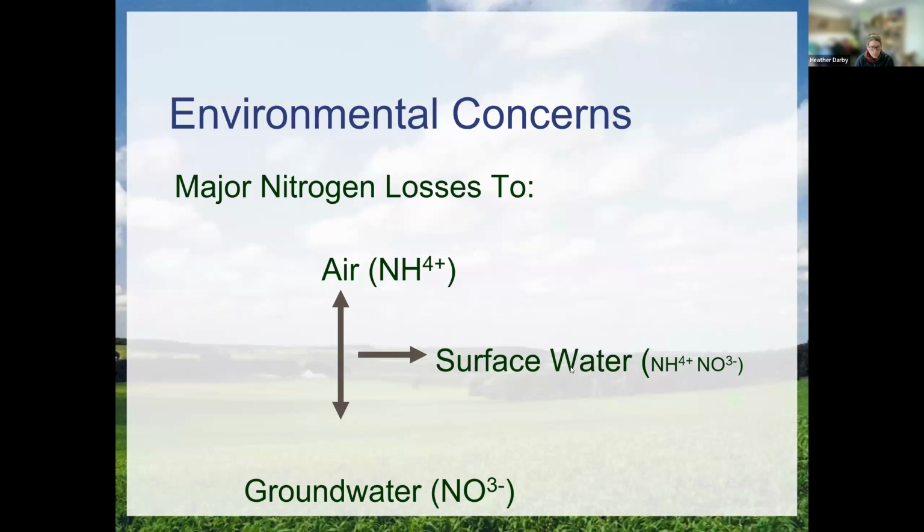Okay. So how do we lose nitrogen? We talked about this a little bit. We lose nitrogen into the air, right? So volatilization, denitrification, and we can lose nitrogen into surface water through runoff, right? And then we can also lose nitrogen into the groundwater through nitrates.